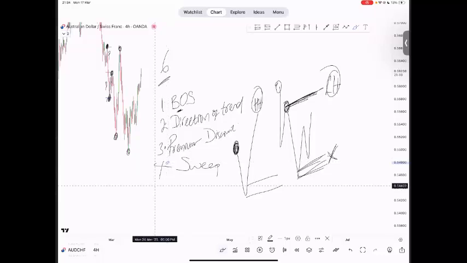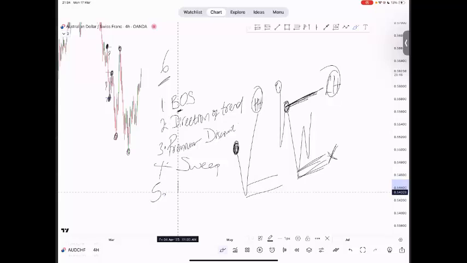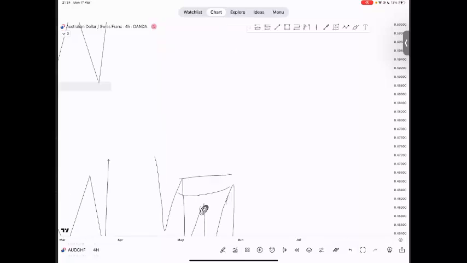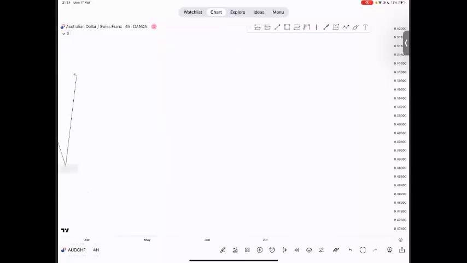Now the fifth one is the imbalance, right? I told you guys the last time that we met that in the market buyers and sellers have equal opportunities.